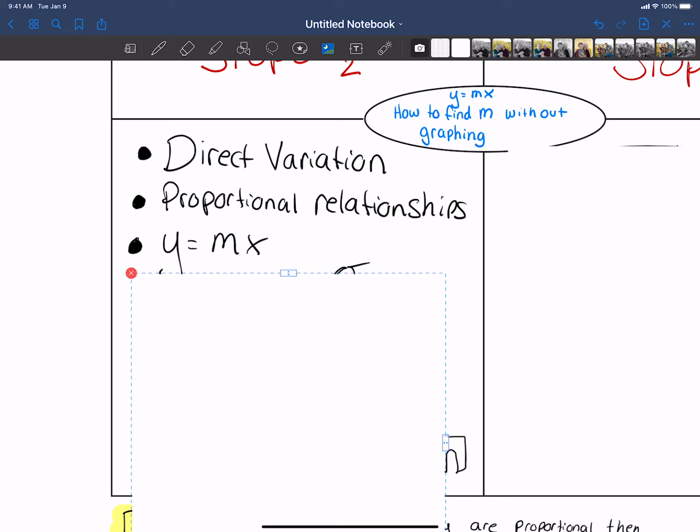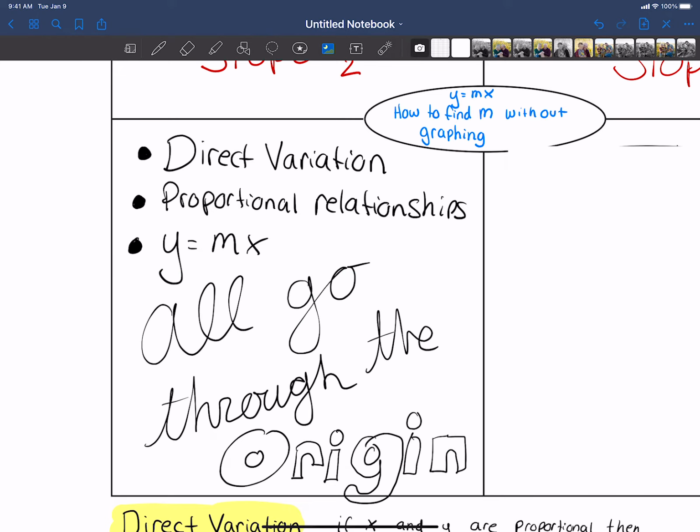Direct variation is a proportional relationship. It is y equals mx. And guess what? The main idea of direct variation is that it just goes through the origin. Okay? That's simple. Direct variation, proportional relationships, y equals mx, that's all the same thing. All it means is that it goes through the origin.